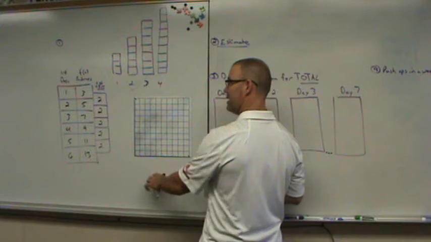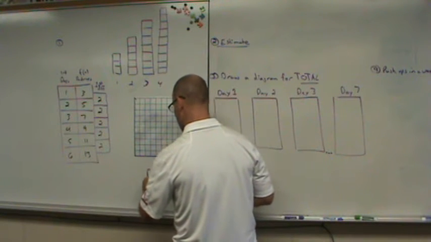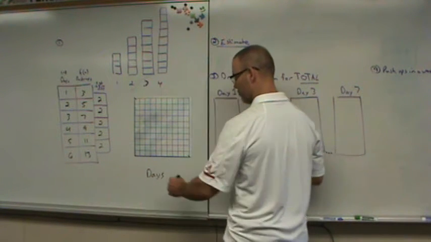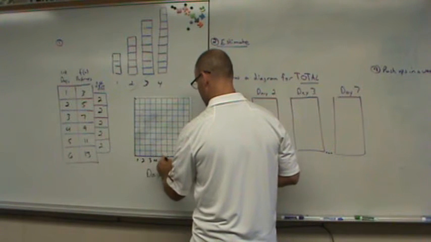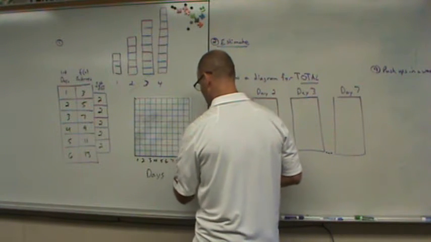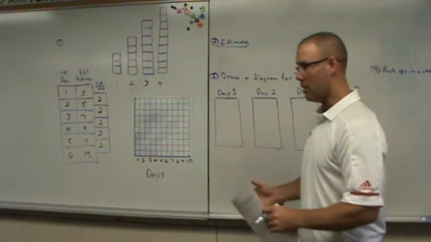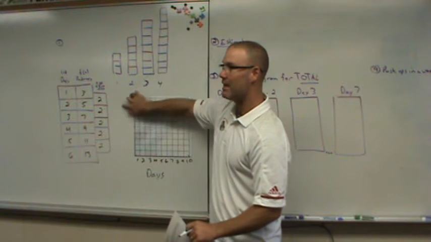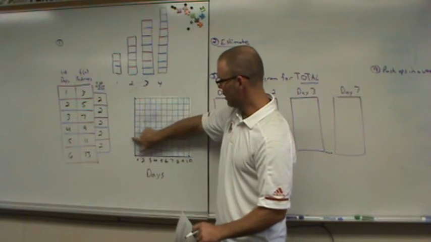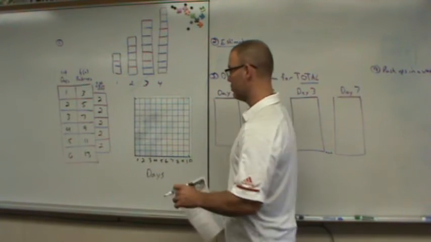What do I label the x-axis? I should label the x-axis days. I should number it 1 to 10. Pause if you need to do that. And also, quickly before you pause, think about what I'm going to title or label and number the y-axis. Do that real quick.